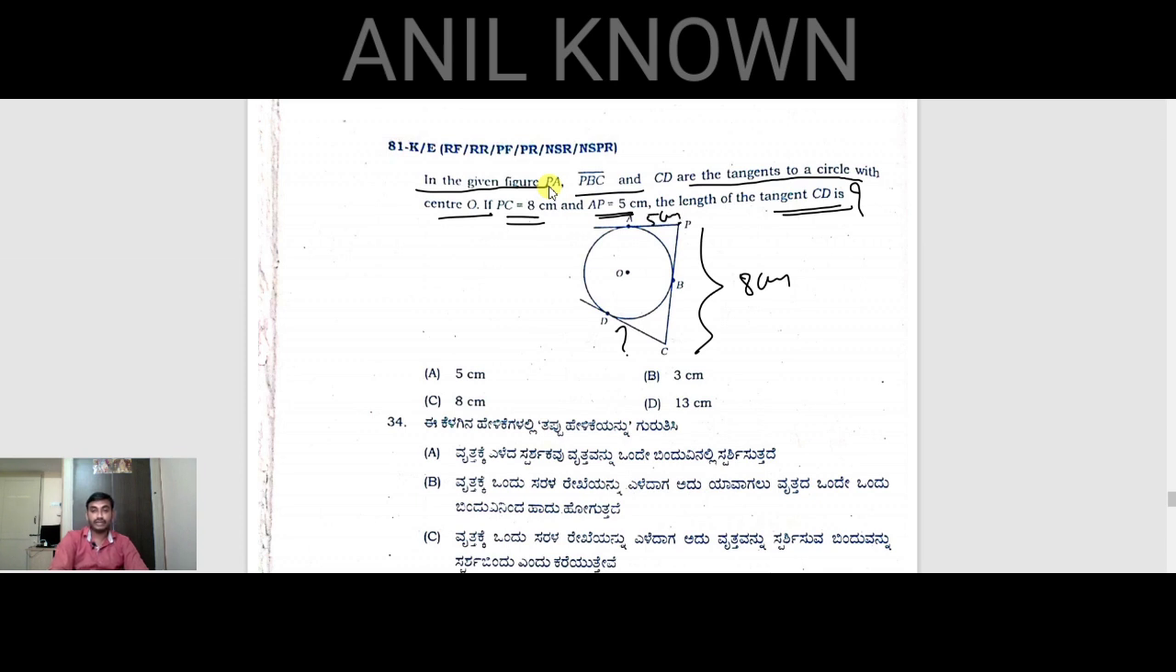We know that if we draw two tangents from an external point to a circle, then the two tangents are equal. Therefore, AP is 5 centimeter, then PB is also 5 centimeter. The total length of PC is 8 centimeter and we have PB as 5 centimeter, then the BC length is 3 centimeter. Since BC and DC are tangents drawn from a single point, DC is also 3 centimeter. Therefore, the option is B, 3 centimeter is the correct answer.